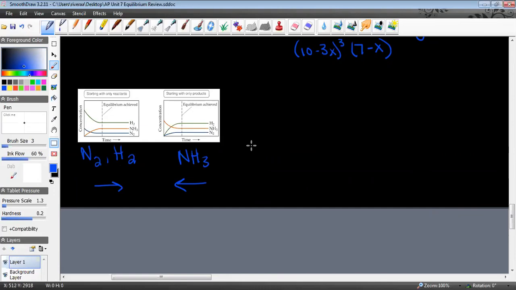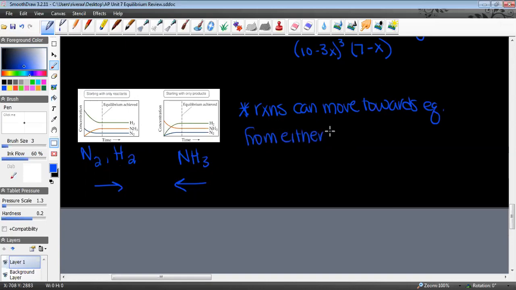And if you're starting off with both reactants and products, that's when you would have to calculate Q to figure out whether the reaction is going to go forward or in reverse to get to equilibrium. So I just put this here one more time to remind us that reactions can move towards equilibrium from either direction, depending on initial conditions.